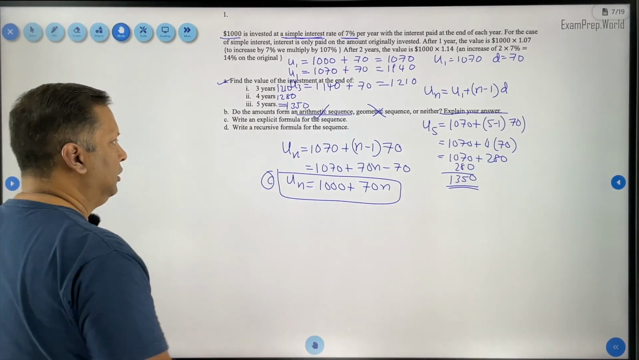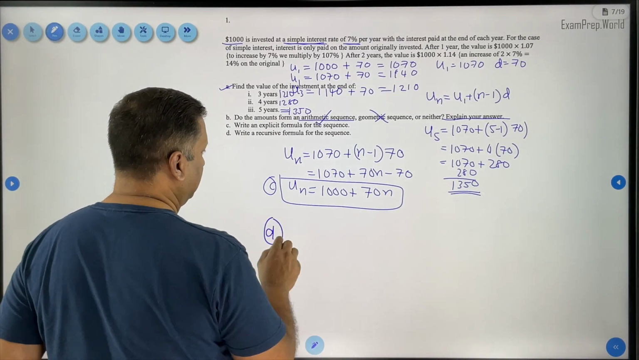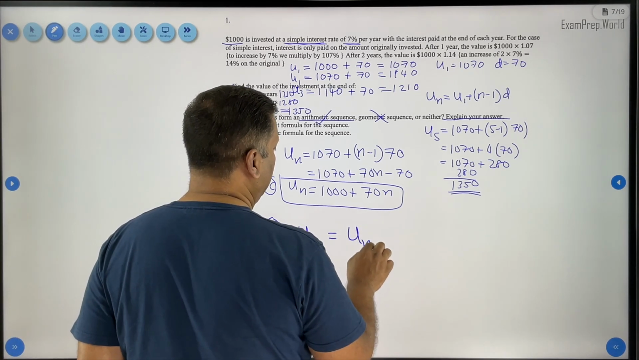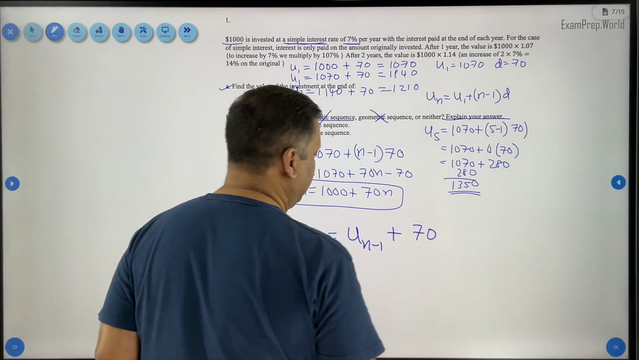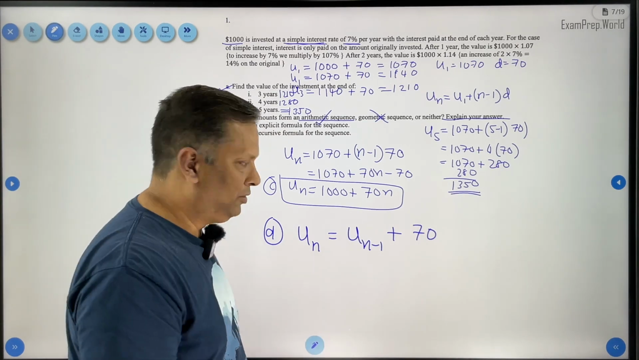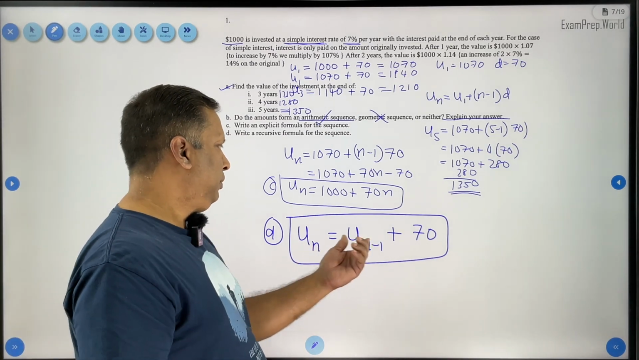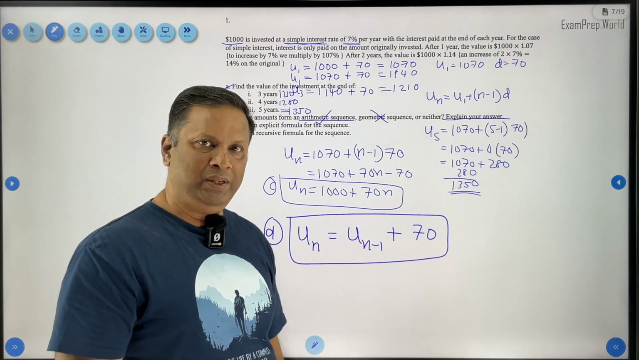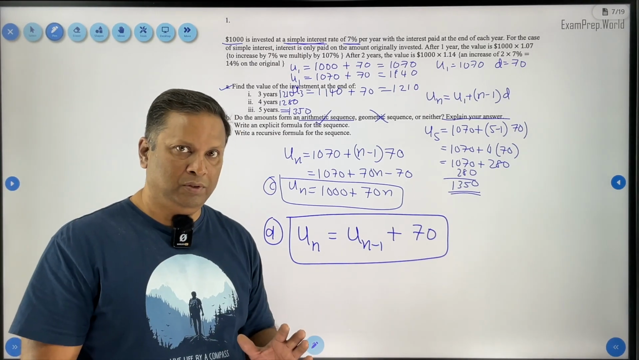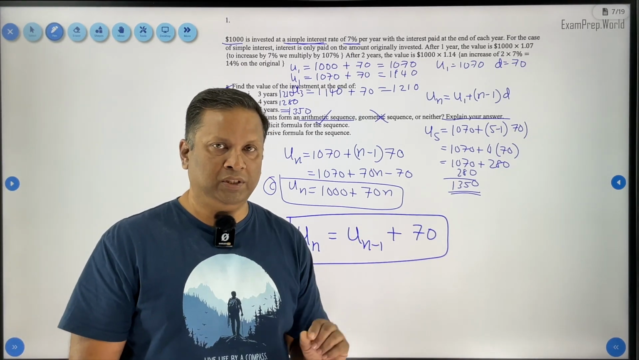Okay. Now D. We have come to part D. Un equals Un minus 1 plus what? 70. Any term plus 70 will give you the next term. This is the recursive formula. Okay. Very, very simple. So any term is the previous term plus the common difference. Okay. So with this, we have completed this question. I hope you have understood. If you have not understood, I went very slow. You can go back, rewind, pause at each step, do it yourself, you will understand.